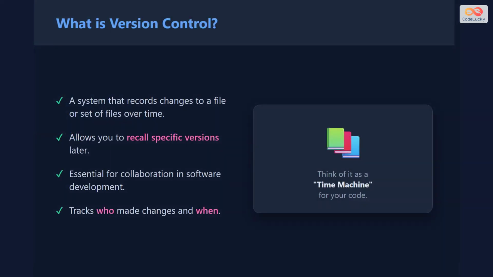First, let us quickly define what a version control system, or VCS, actually is. Think of it as a time machine for your code. It is a system that records changes to a file or set of files over time so that you can recall specific versions later. This allows you to revert files to a previous state, revert the entire project to a previous state, compare changes over time, and see who modified something that might be causing a problem.